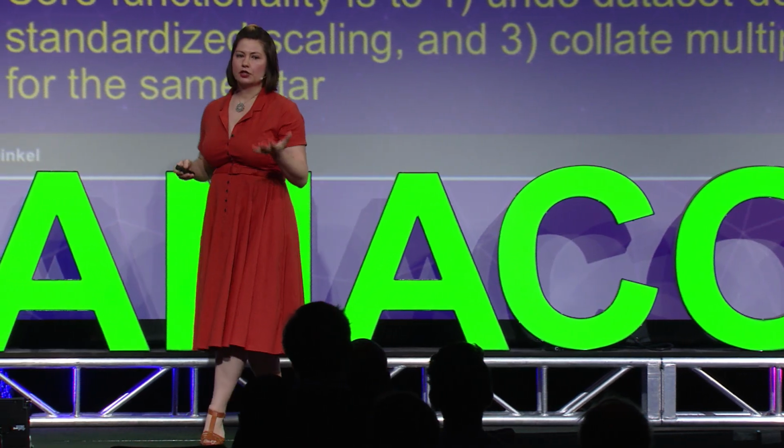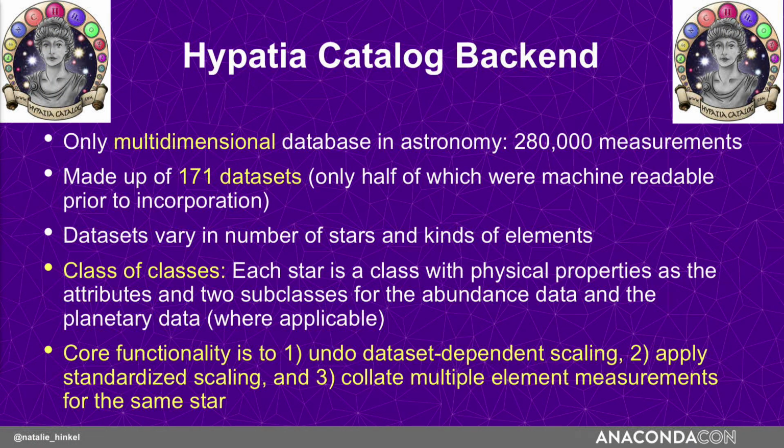So the core functionality of Hypatia is actually not just to put all this data together, but to renormalize these data sets. There's a standardized scaling method that people use. However, it's not actually that standard when you go look at it. We try to normalize everything to the sun, but the sun has a variety of different measurements. So what I do is I take off that scaling to the sun, and I put on the same scaling for everybody. In this way, when people use the data, they're actually comparing apples to apples as opposed to apples to oranges.